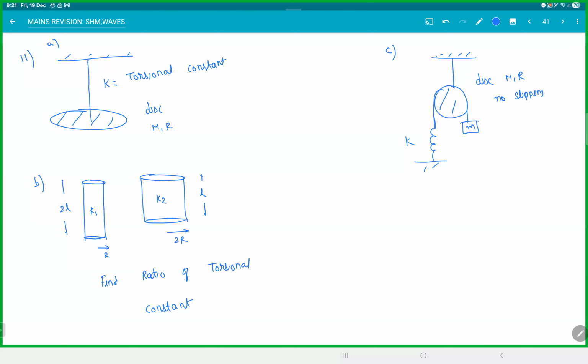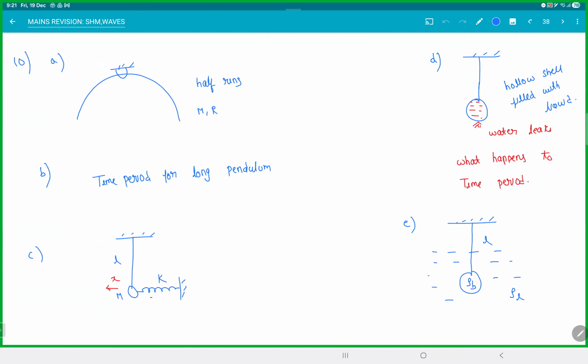Third question, we have a disk, no slipping, mass M and R, and there's a spring. Find the time period for oscillations. Wait, I forgot something else. There are two more questions actually.